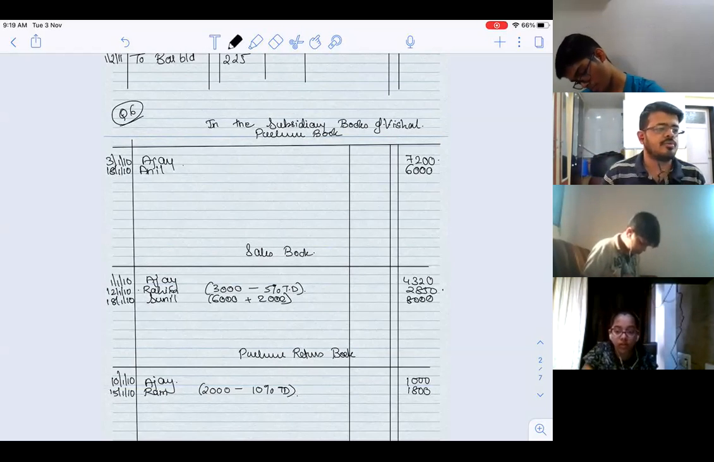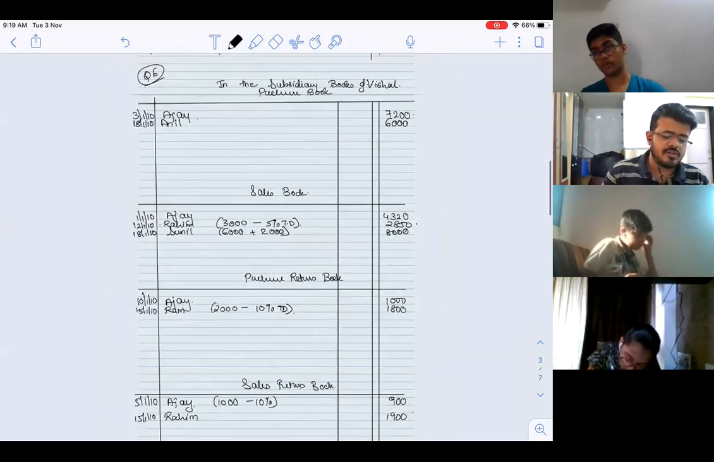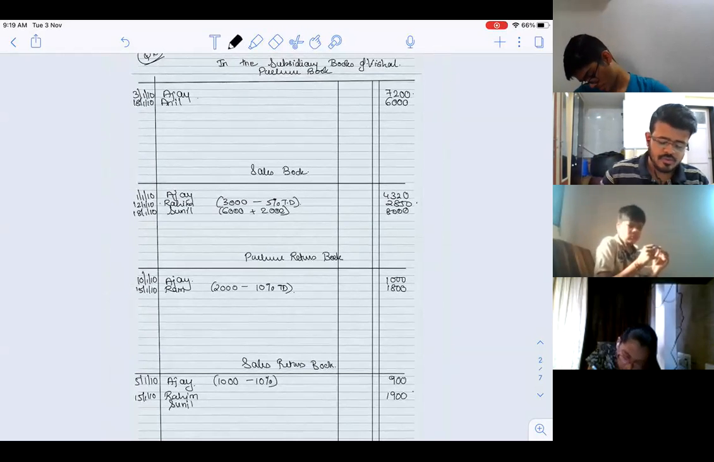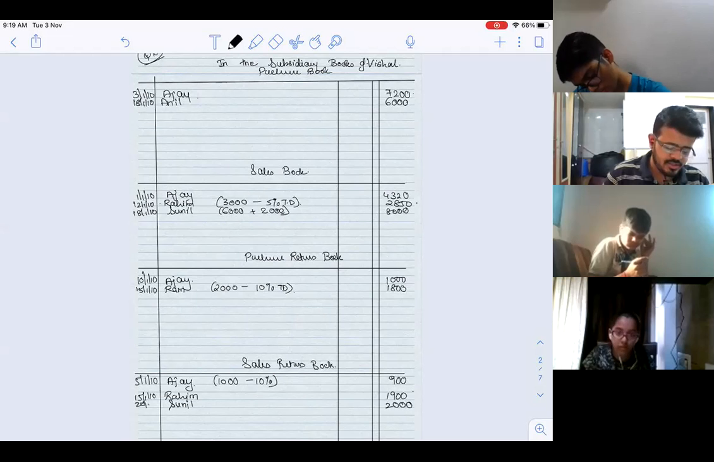Sent a credit note to Sunil for 2,000. What does that mean? Sent a credit note to Sunil. Sales returns. Sales return book, 2,000. Credit note, 20th is the date.